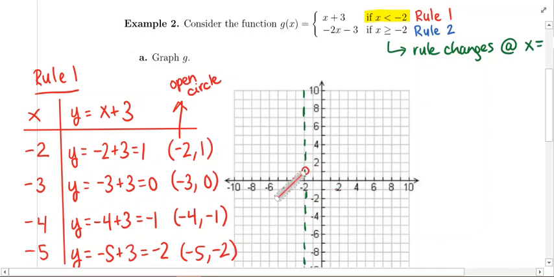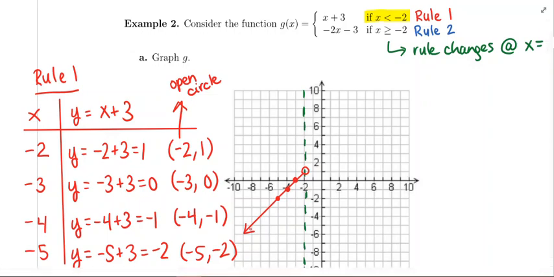But when you look at your condition, remember this rule holds as long as your x values are less than -2. So it's not just going to stop here at -5 because that was our last point. It's going to keep going this direction, because it has to exist for all x values less than -2. So we need to put an arrow on here. If you don't, that means your graph stops and it's going to change your domain. Okay, this is rule 1.